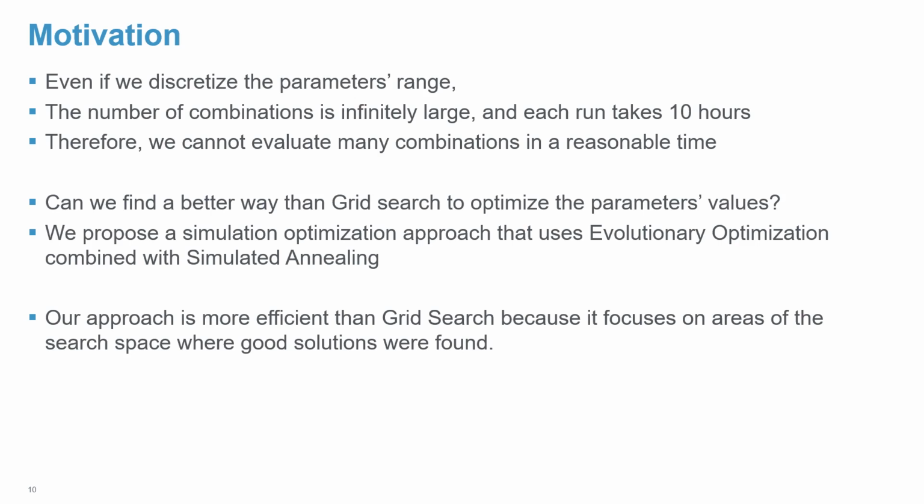But can we find a better way than grid search to optimize the parameter values? We propose a simulation optimization approach that uses evolutionary optimization combined with simulated annealing. Our approach is more efficient than grid search because it focuses on areas of the search space where good solutions were found.